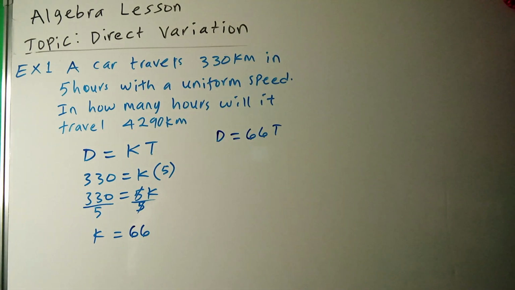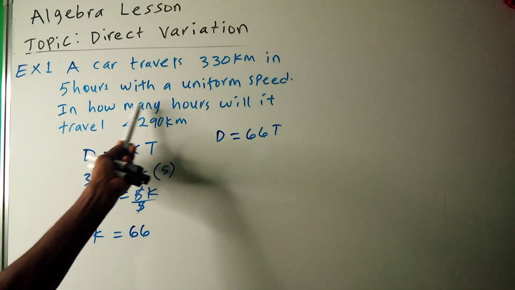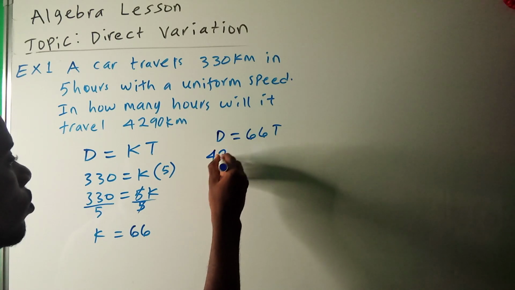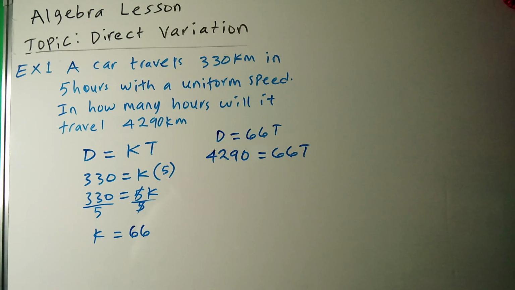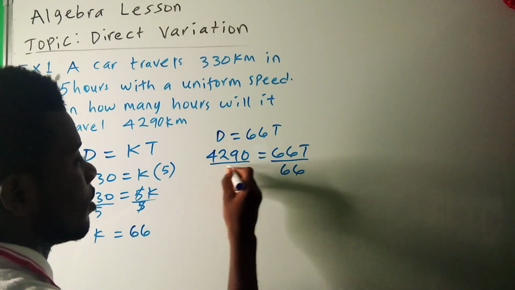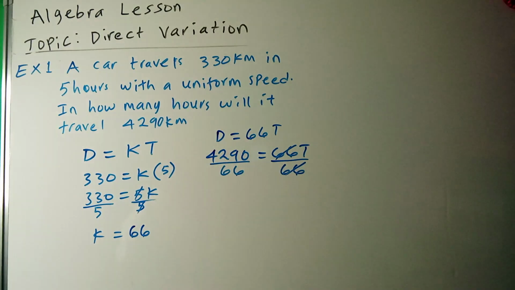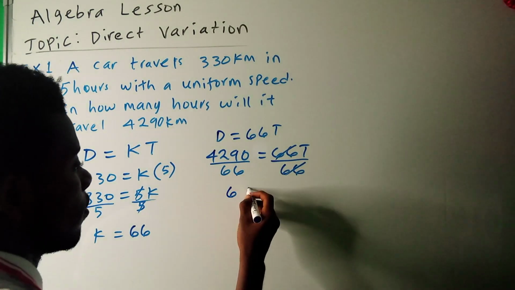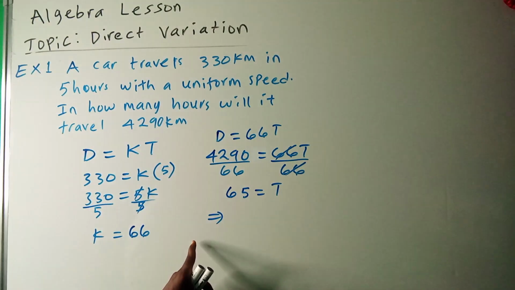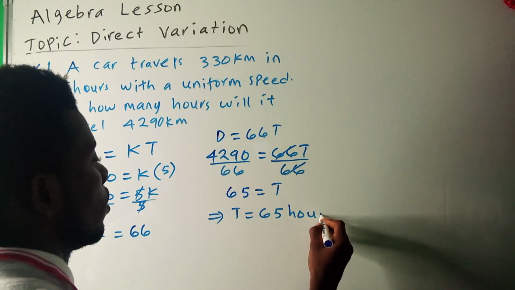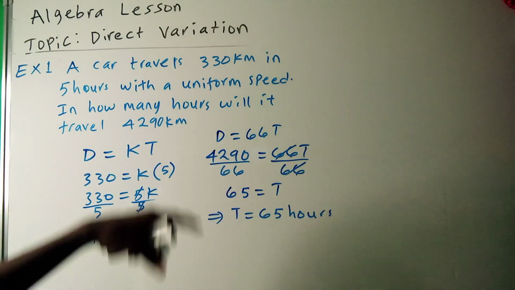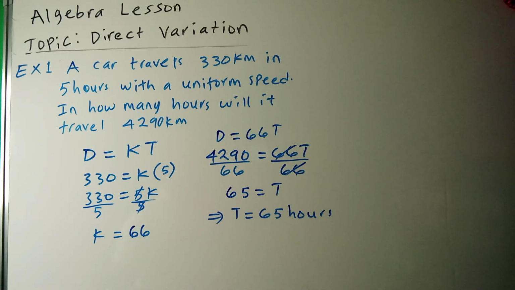Given one of these quantities, we can find the other one. So you are told, in how many hours will it travel 4,290 kilometers? Now this is the distance and we are told to find the time. So 4,290 is equal to 66t. Great. To find the time, you divide both sides by 66. So we have 4,290 divided by 66. You are going to have 65. Therefore, 65 is equal to t. That implies that t is equal to 65 hours. Now, in order for the car to travel 4,290 kilometers, it needs to have traveled for 65 hours.